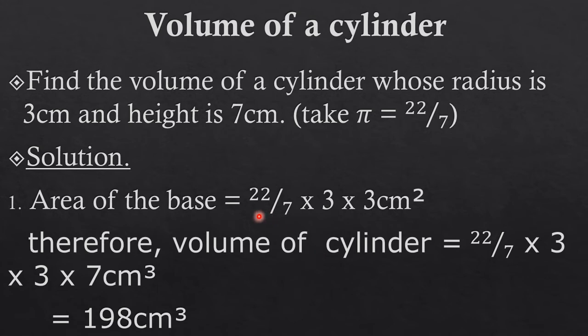To find the area of the base, you take pi, which is equal to 22 over 7, times the radius, which is 3 centimeter, times 3 centimeter. Pi times 3 centimeter, which is our radius. So therefore, the volume of the cylinder is equal to pi times 3 centimeter times 3 centimeter times 7 centimeter cube.